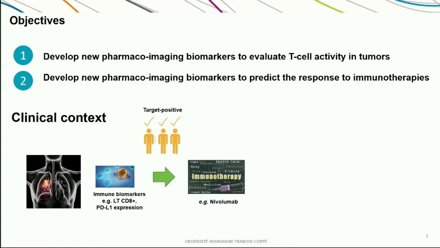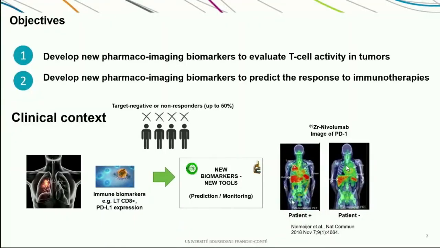Here, I show you a small cartoon for the clinical context. When you have a tumor, you have to measure the immune biomarkers. It could be the T cells, like the CD8 cells, or it could be expression of a specific target, here PD-L1, but there are many others. Based on this immune biomarker, you can decide to use different treatments. Nivolumab is one of them. But in some cases, you don't have the expression of the targets, or the patients do not respond to the therapy, and you need new biomarkers, new tools.